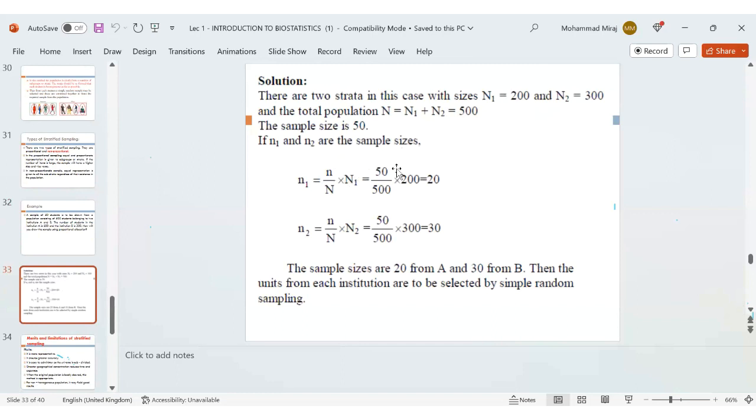So how much is the sample I have to draw? 50. How much is the population? 500. How many students are in my class? 200. So 50 divided by 500 multiplied by 200 is equal to 20. In the same way, I have to draw 30. So from the first class, I have to draw 20 students. From the second class, I will draw just 30 students.